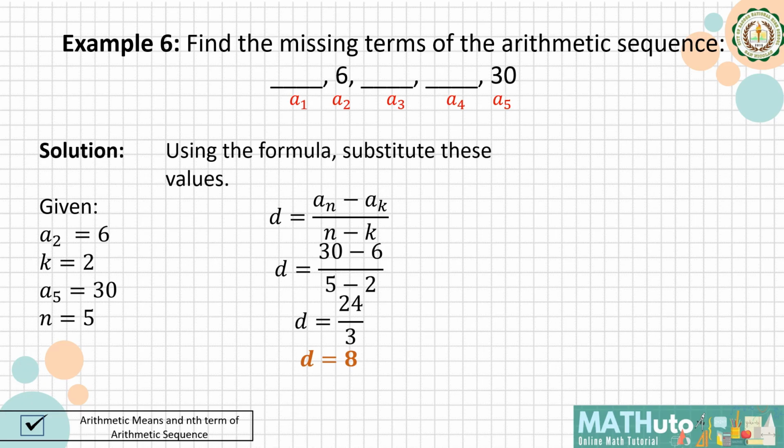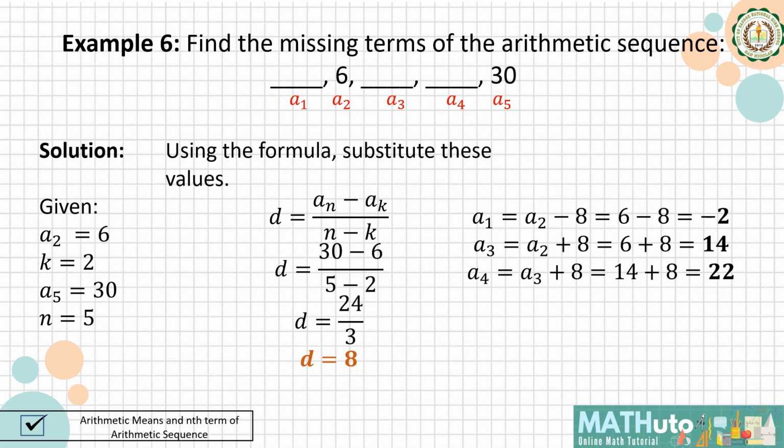For us to get the first term, we will subtract 8 from the second term. 6 minus 8 is negative 2. And for us to get the third term, we will add 8 to our second term, which is 6. Thus, the third term is 6 plus 8, which is 14. And the fourth term is 14 plus 8, which is 22. Thus, the missing terms of the arithmetic sequence are negative 2, 14, and 22.